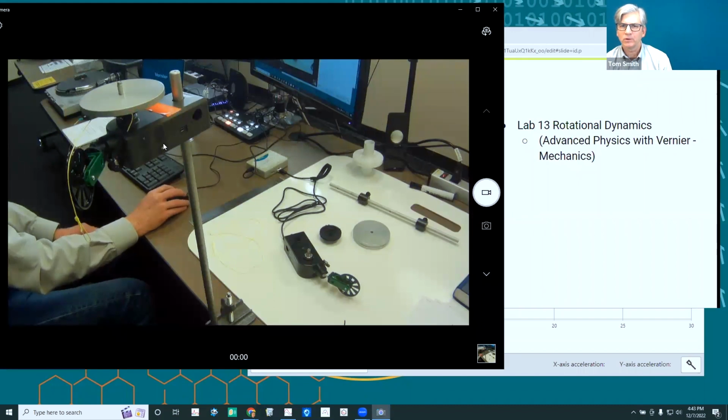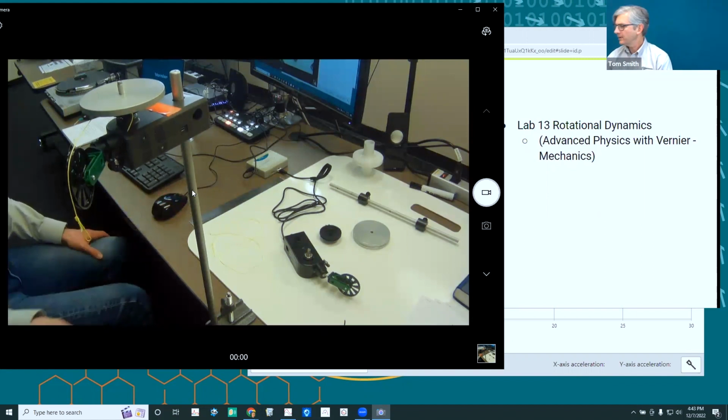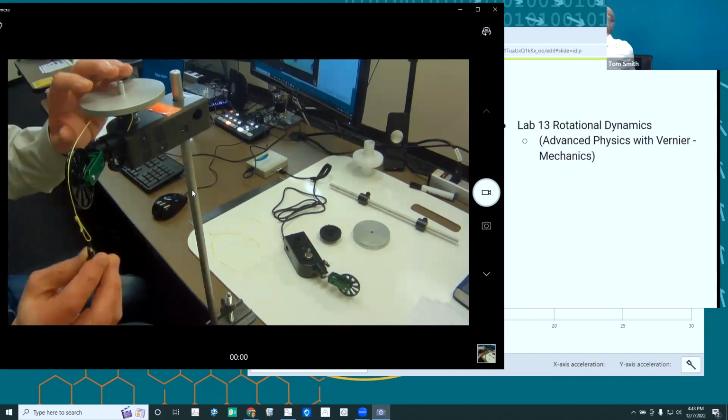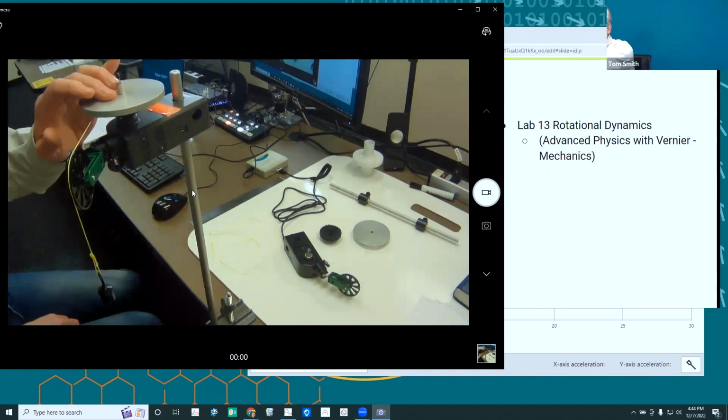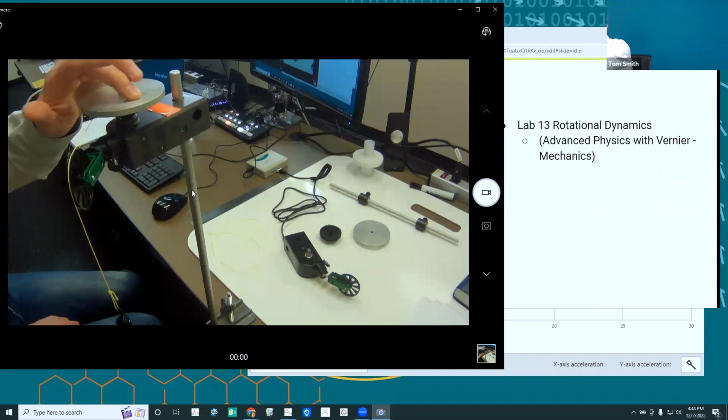So we're looking right in here. This is the disc that we're starting with. Here's the pulley wheel. I know the background is a little bit challenging to see. Here's the rotary motion sensor attached there. And if I maybe just get this set up to collect some data, you can see there's the mass going up and down.